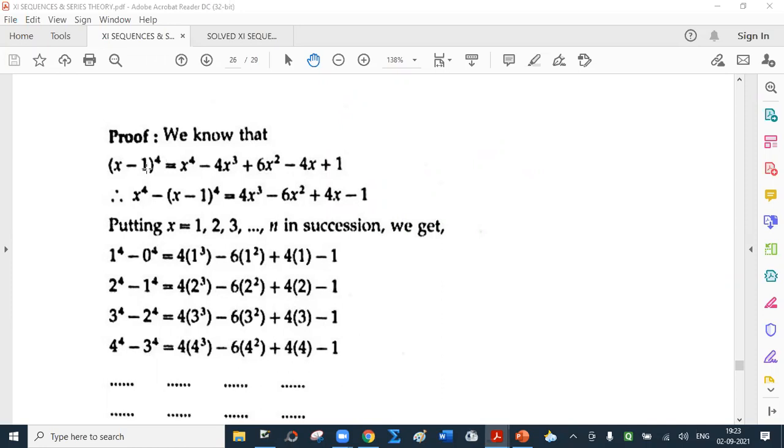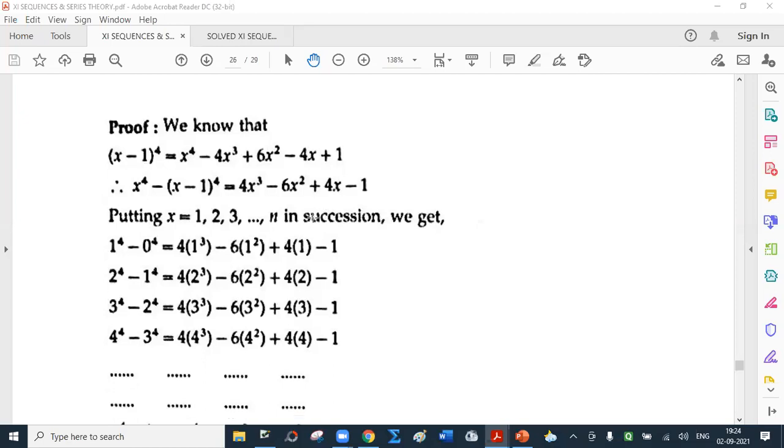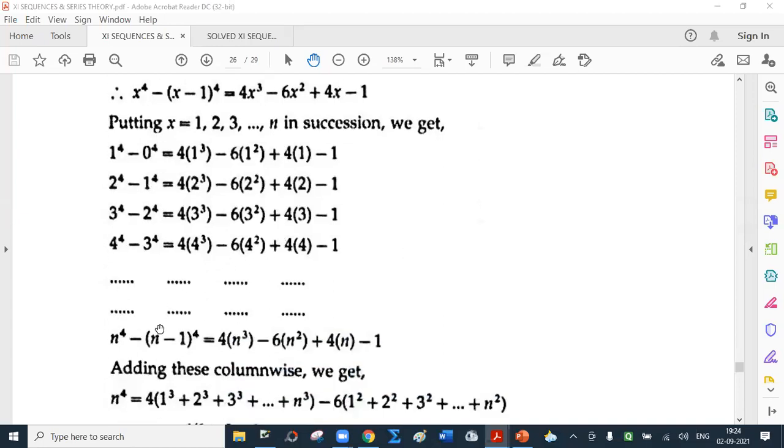And what is x minus 1 square? x square minus 2x plus 1. Again, square that to get this. So, x raised to 4 minus this comes out to be this. Same logic. Put x equal to 1, 2, 3 up to n in succession. And then add column wise. Column wise means vertically on the right hand side. On the left hand side, what remains? n raised to 4 minus 0 raised to 4. That is n raised to 4.